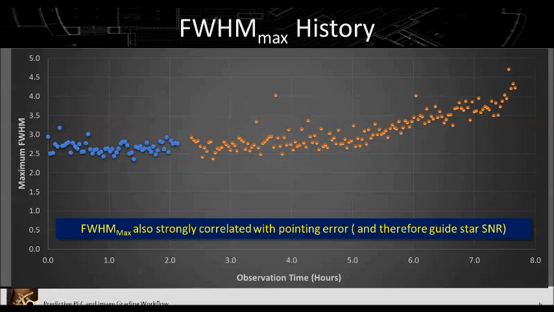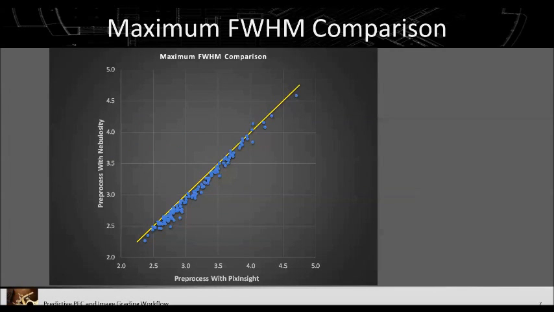Now, for something that's interesting, these values plotted here for the maximum full width half maximum are obtained from a set of data that was pre-processed using Nebulosity. What happens if we compare these data with the maximum full width half maximum obtained from the subframes as pre-processed with PixInsight? And here's what's surprising and interesting. First of all, at the 30,000 foot level, there's a strong correlation. In other words, the blue dots are falling very close to the yellow line. If they were all on the yellow line, it would say it doesn't matter whether you pre-process with Nebulosity or PixInsight.